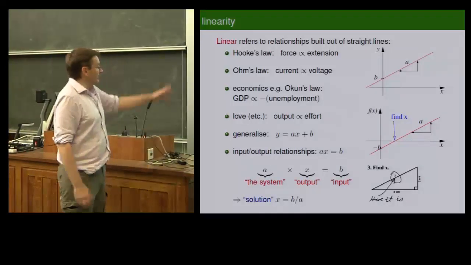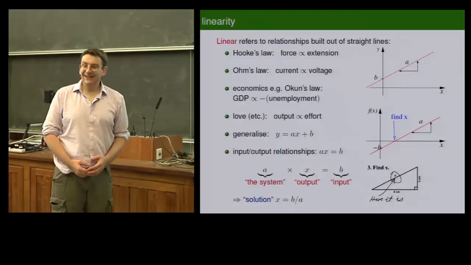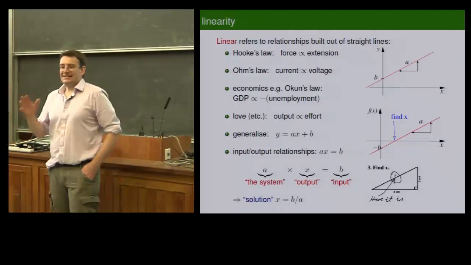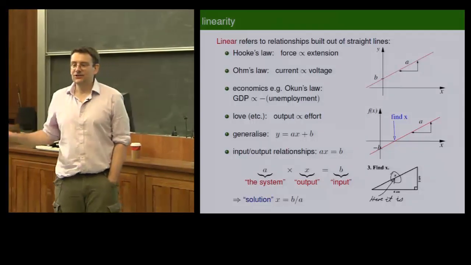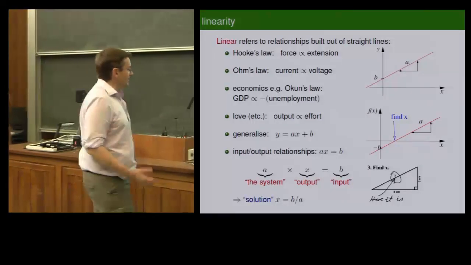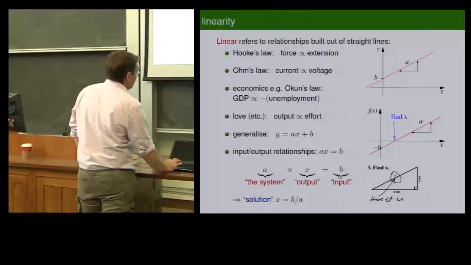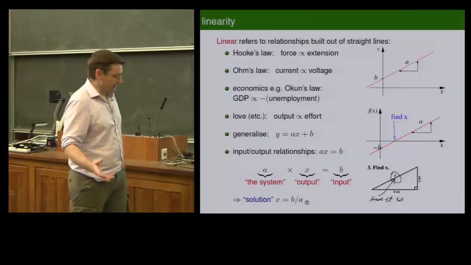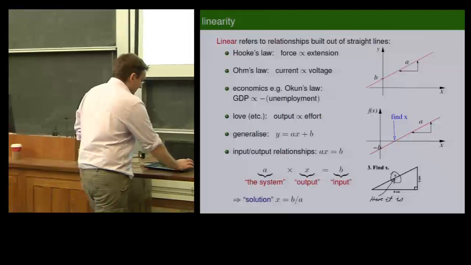And how do I solve it? Well, it's trivial. Divide by A. Duh. Right? And I claim that is the linear world in a nutshell. Find the system, invert it, or in this case, divide by it, and we just say that the output is the input divided by the system.